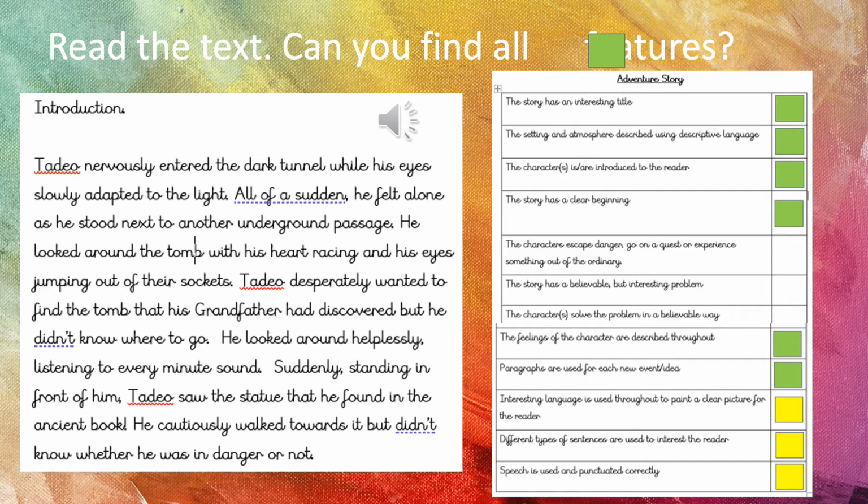He looked around helplessly, listening to every minute sound. Suddenly, standing in front of him, Tadeo saw the statue that he found in the ancient book. He cautiously walked towards it, but didn't know whether he was in danger or not.